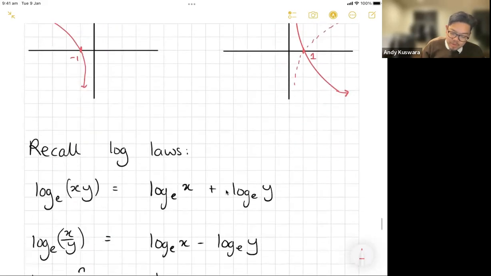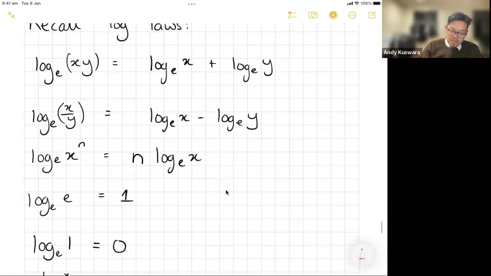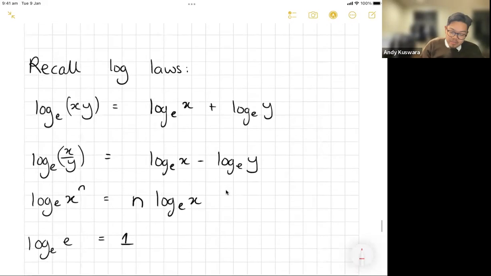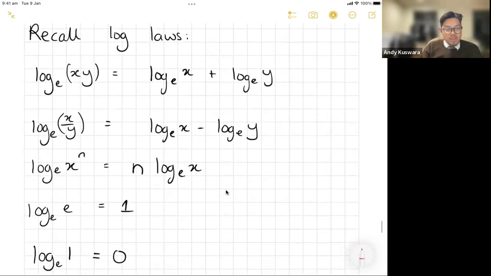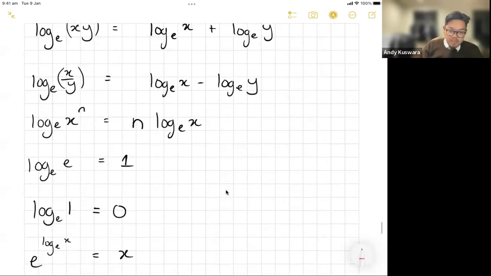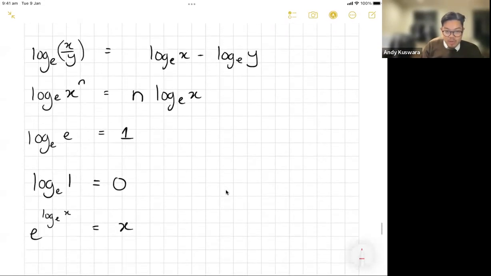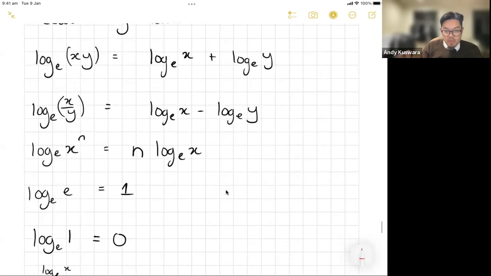Now, talking about your log laws, I've written them all here. These are just the same log laws that we've done a couple of lessons previous, just with base e this time. What you'll find is I'm pretty sure you will have to do some log laws, including the e's in this exercise that you're doing. Watch back on the other video if you've forgotten how to do this.